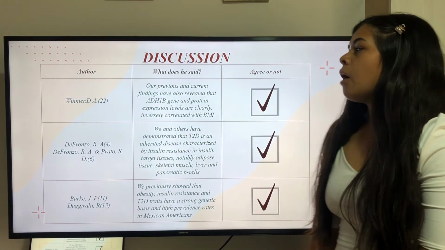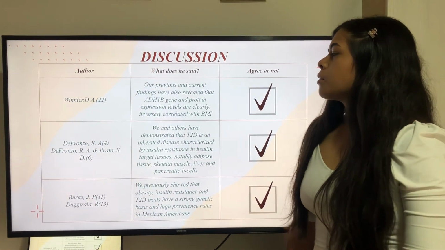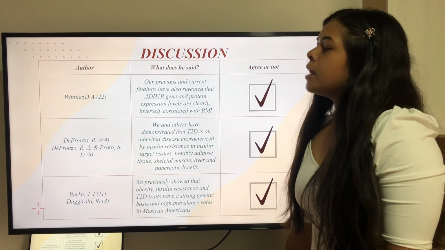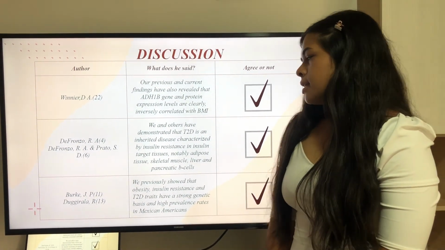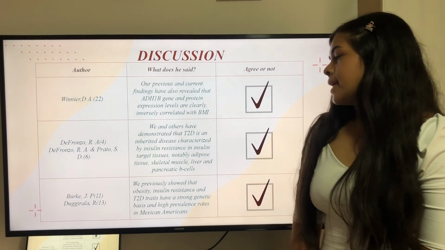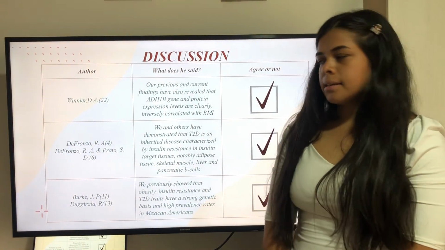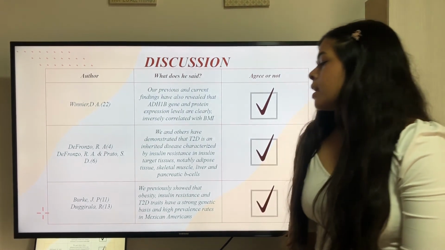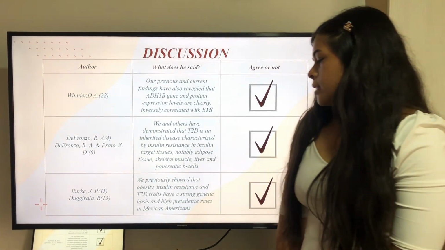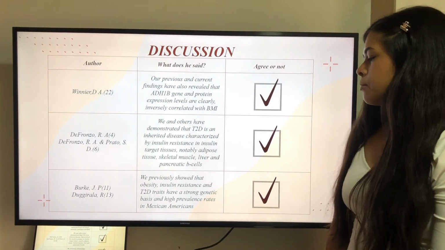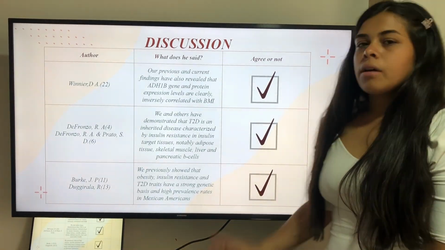pathway. Winnier said, our previous and current findings have also revealed that ADH1B gene and protein expression levels are clearly inversely correlated with BMI. Defronzo and Prato said, we and others have demonstrated that T2D is an inherited disease characterized by insulin resistance in insulin target tissues, notably adipocyte tissue, skeletal muscle, liver, and pancreatic beta cells. Blangero and Duggirala said, we previously showed that obesity, insulin resistance, and T2D traits have a strong genetic basis and high prevalence rates in Mexican Americans, and all these authors agree with the article.